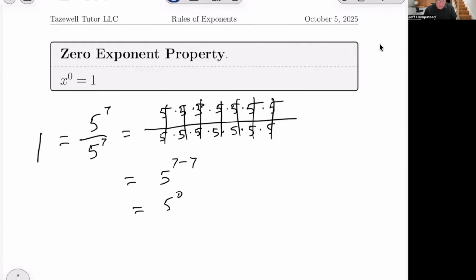5 raised to the 0 power. And this would have worked if the base was anything. The base didn't have to be 5. Nothing magical about that. The base could have been x. The base could have been 17. The base could have been anything. If there's the same number of them in the numerator and in the denominator, you're going to get a 0 exponent. So anything raised to the 0 power is equal to 1.